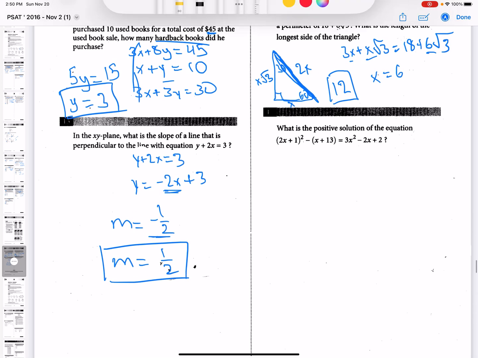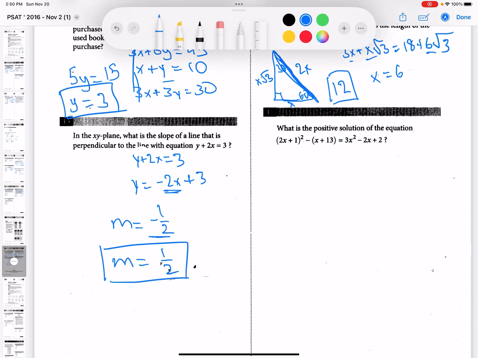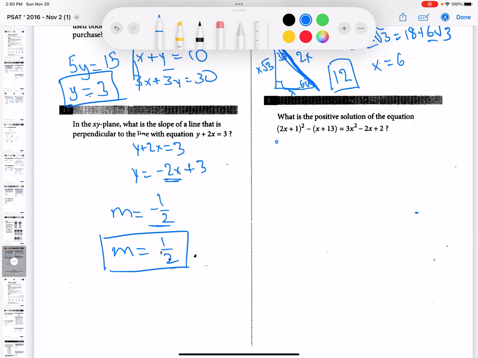Okay, last problem. What is the positive solution of the equation 2x plus 1 squared? We're first going to simplify this into 2x squared plus 1 plus 4x minus x minus 13 is equal to 3x squared minus 2x plus 2. Once we simplify this, we'll get minus x squared plus 3x minus 12 equal to minus 2x plus 2.